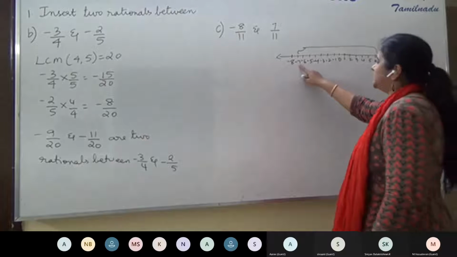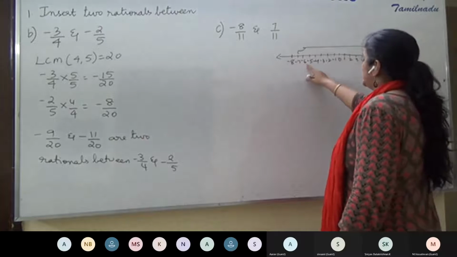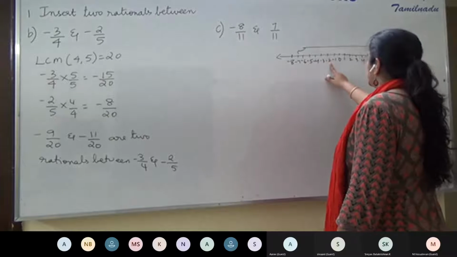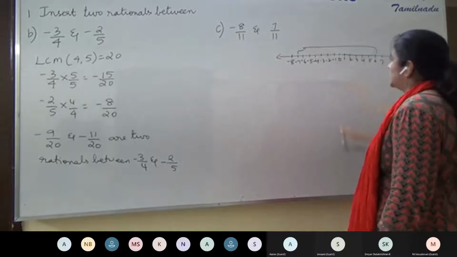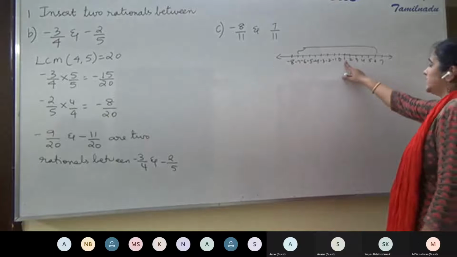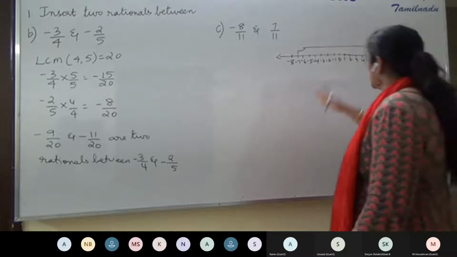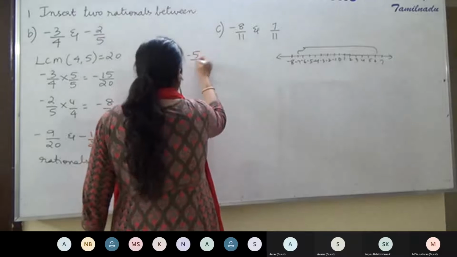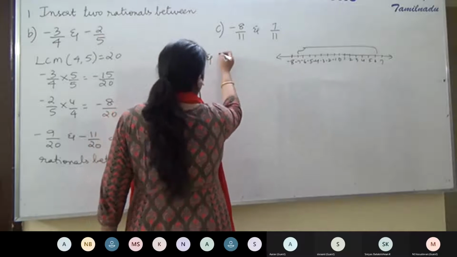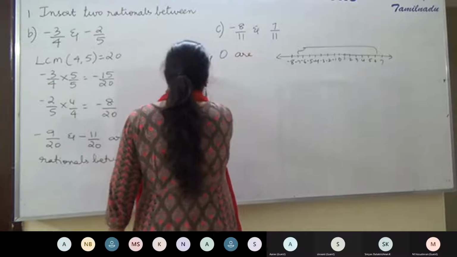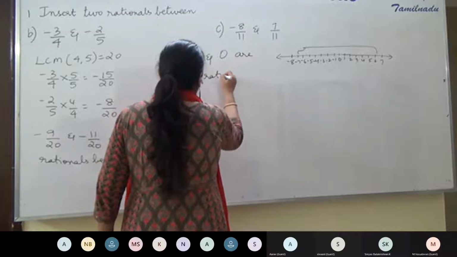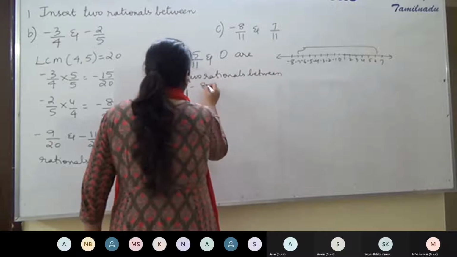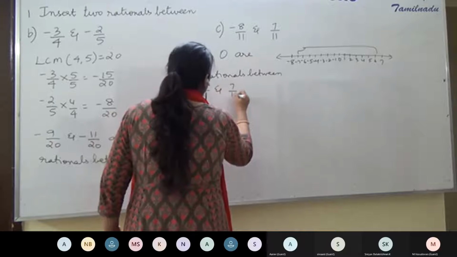You can write anything. You can write minus 7 by 11, minus 6 by 11, minus 5 by 11, minus 4 by 11, minus 3 by 11, minus 2 by 11, minus 1 by 11, 0, then 1 by 11, 2 by 11. You can choose anything. So maybe minus 5 by 11 and 0 are two rationals between minus 8 by 11 and 7 by 11.